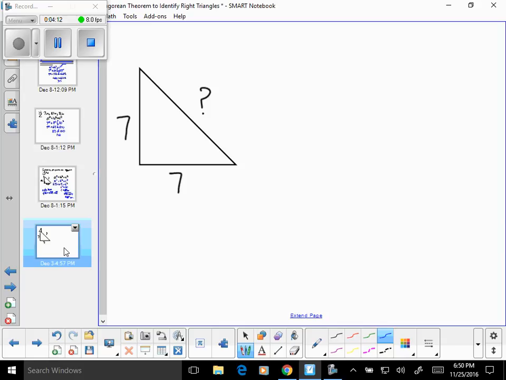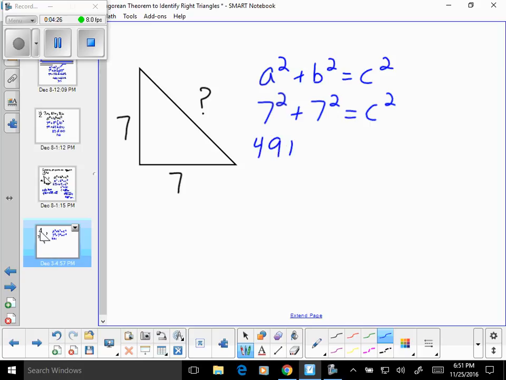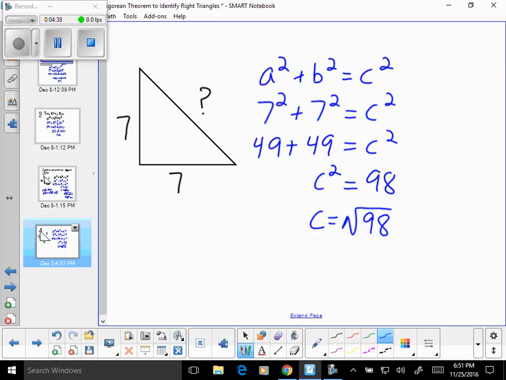Let's try another one. A squared plus b squared equals c squared. 7 squared plus 7 squared equals c squared. 49 plus 49 equals c squared, so c squared equals 98. C is therefore going to be the square root of 98.